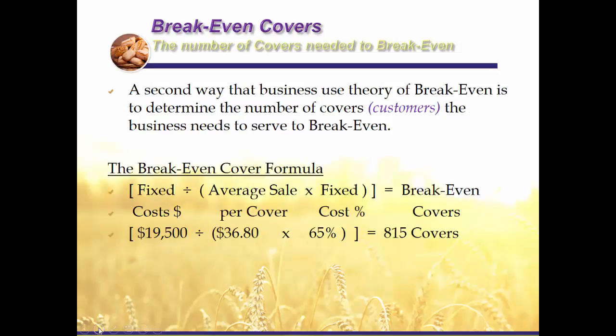Covers. A second way that businesses use the theory of break-even is to determine the number of covers the business needs to break even. So we have our fixed cost divided by the average sale times the fixed cost percentage gives us our break-even. So we have 19,500 divided by our check average of $36.80 times 0.65, and this gives us 815 covers in order to break even.